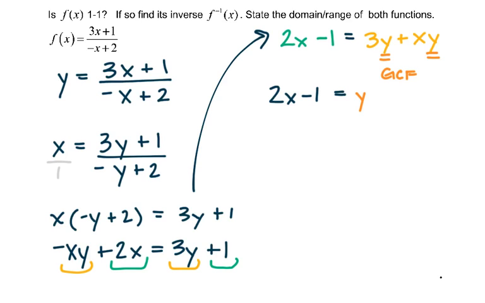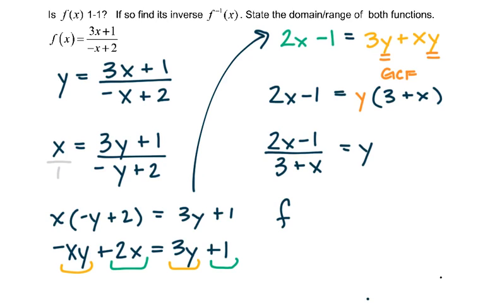both of my terms have a y, so I'll factor that out. That leaves me with 3 plus x. So I collected my y's to one side so I could factor that y out. At this point, we have one step left, which is to divide. So 2x minus 1 divided by 3 plus x equals y. Or we can state that as the inverse function is 2x minus 1 over x plus 3.